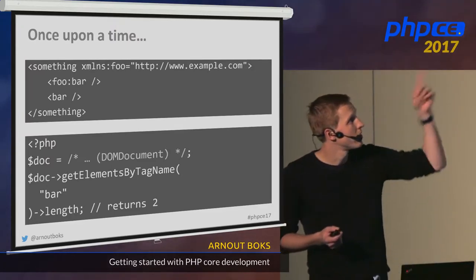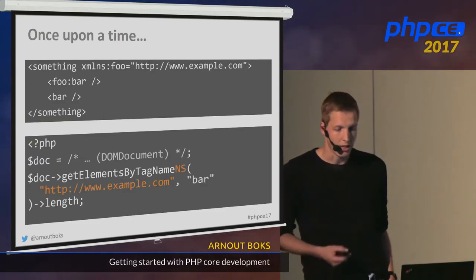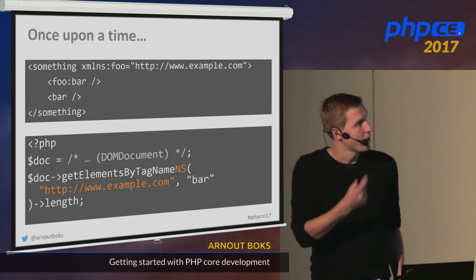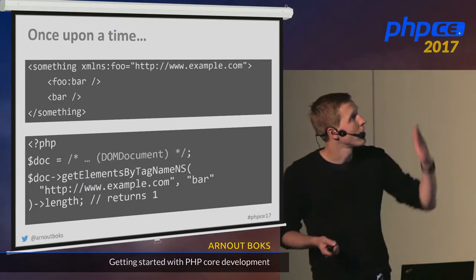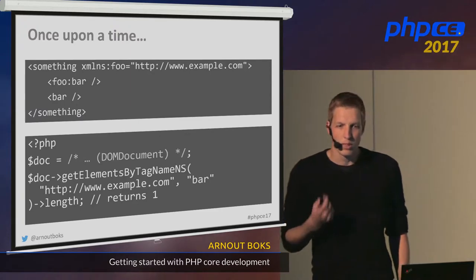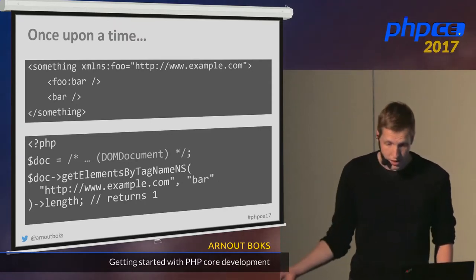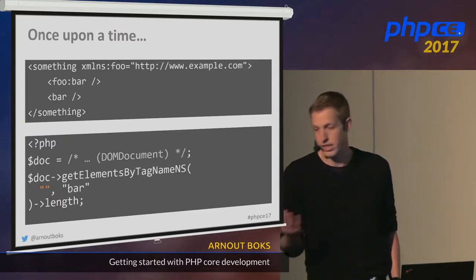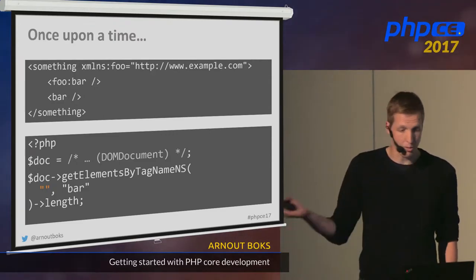So it would return both the foo:bar elements and the bar elements. Now suppose we only want the bar element with a namespace. Then we could use the namespace aware variant, getElementsByTagNameNS, and pass in the example.com namespace, and then we get an array of one element back, which is only the first element, the foo:bar element. But what I wanted was to only get the other element, the bar element without a namespace. So according to the documentation, I just had to pass in an empty namespace instead of a namespace in the getElementsByTagNameNS function, and I should be fine.